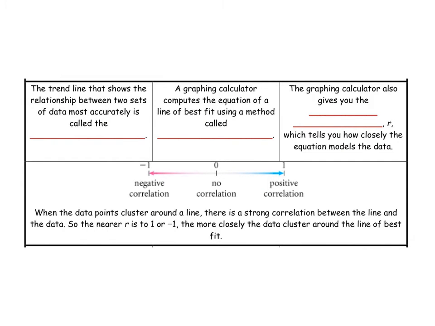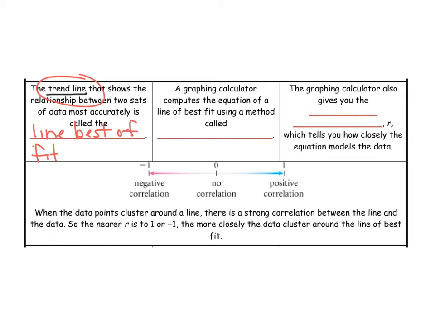So another thing I want to mention about correlation and trend lines, and again, another name for trend line is just line of best fit, is something called a correlation coefficient. So a trend line that shows the relationship between two sets of data most accurately, we call that, again, another name for that is the line of best fit. And those two words are used interchangeably. Trend line and line of best fit mean the same thing.